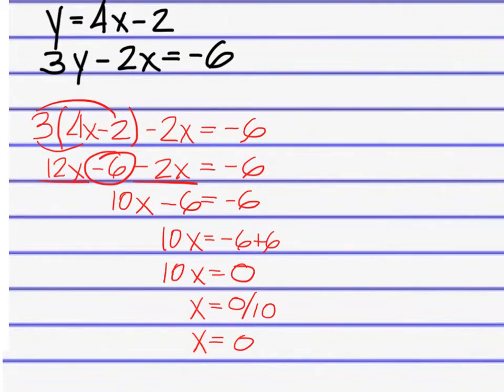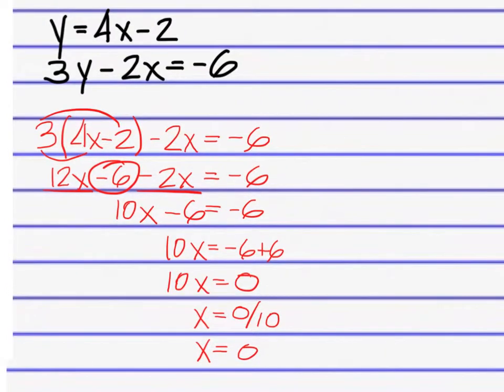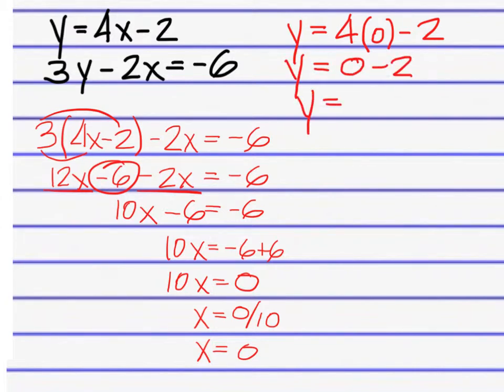You can plug that 0 back into one of your original 2 equations. We have to find y. We found x. Y is by itself. So why not put 0 in for x here? So that would be y equals 4 times 0 minus 2. 4 times 0 is 0. 0 minus 2 is a negative 2. You have solved for y.